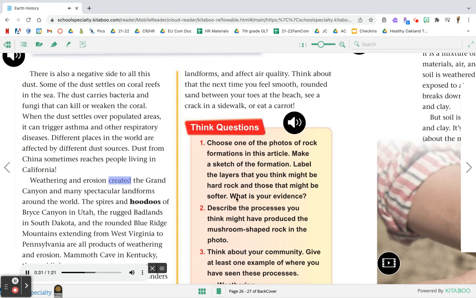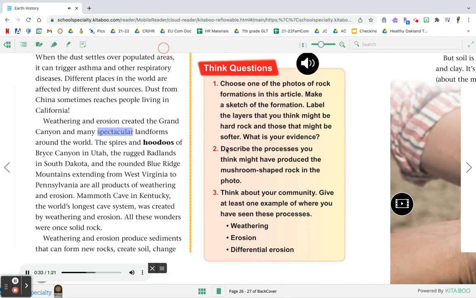Weathering and erosion created the Grand Canyon and many spectacular landforms around the world. The spires and hoodoos of Bryce Canyon in Utah, the rugged Badlands in South Dakota, and the rounded Blue Ridge Mountains extending from West Virginia to Pennsylvania are all products of weathering and erosion. Mammoth Cave in Kentucky, the world's longest cave system, was created by weathering and erosion. All these wonders were once solid rock.